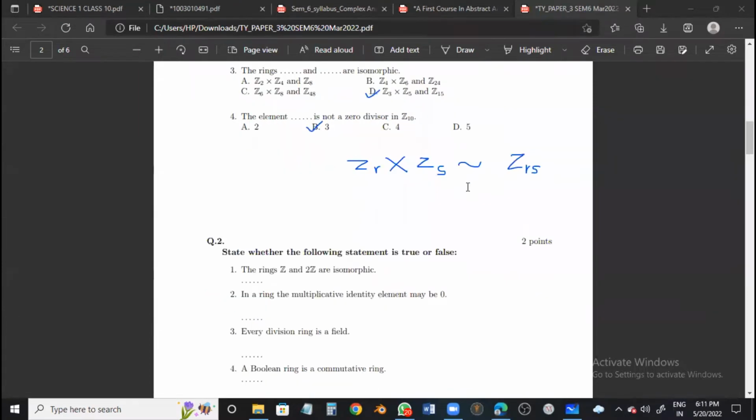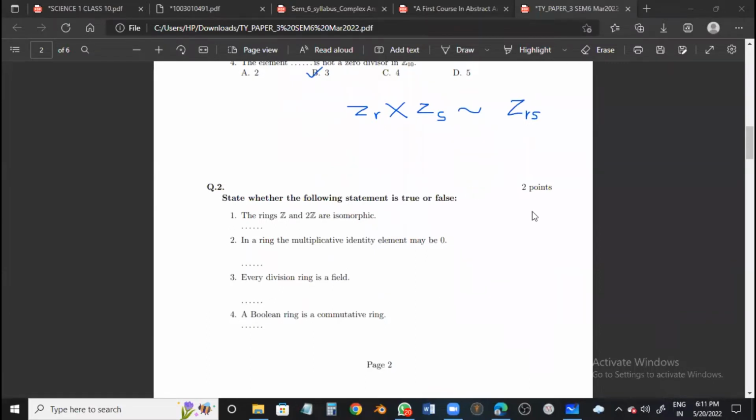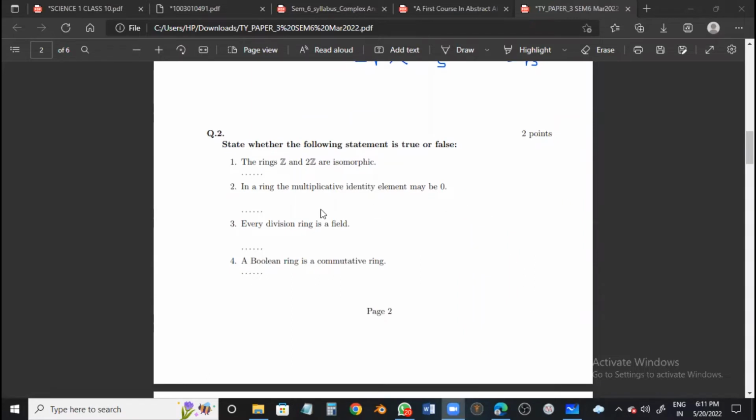All right. Now I would like to move to a true false kind of question. The rings Z and 2Z are isomorphic. What do you think? It is false. Why false? Because we have seen here that the homomorphism does not preserve multiplication. The function does not preserve multiplication, and that is why it cannot be isomorphic.